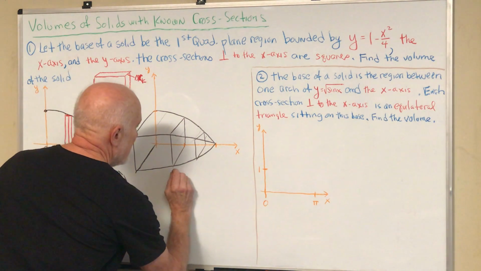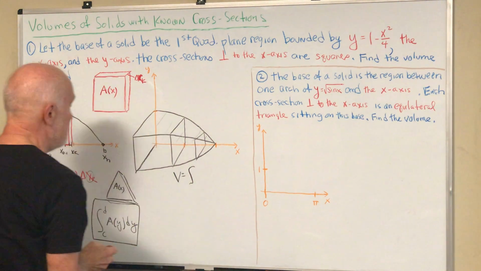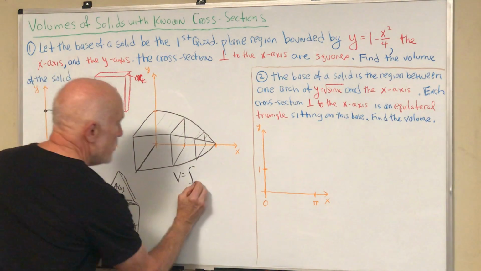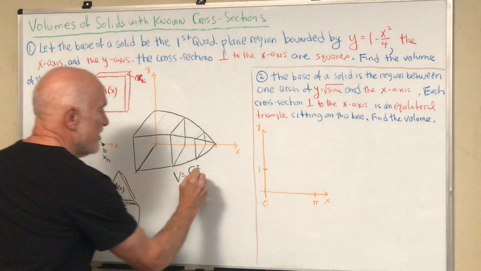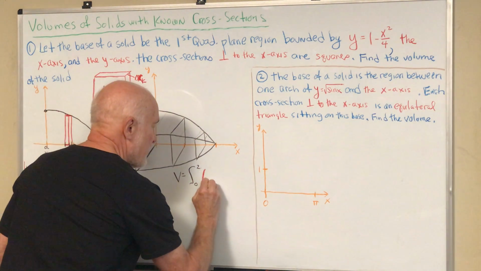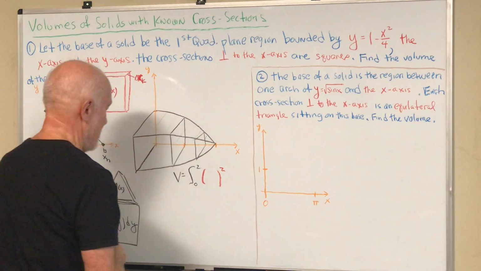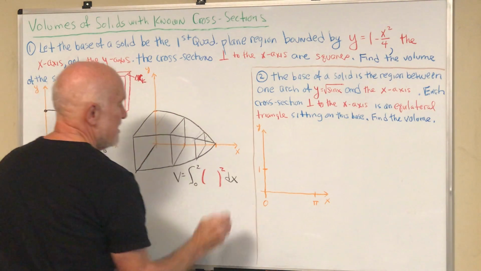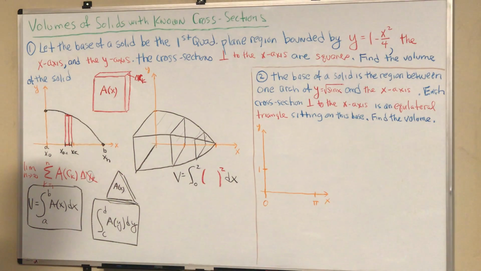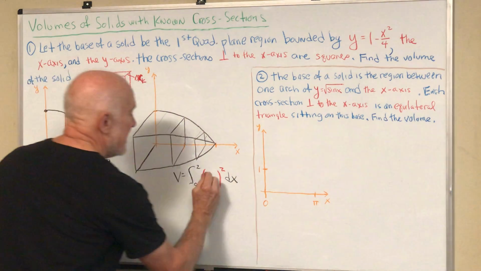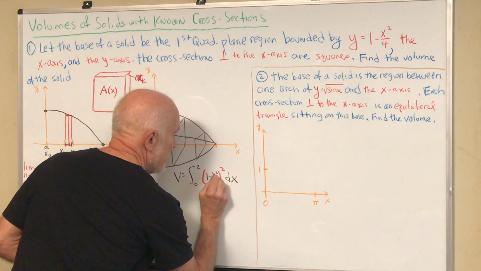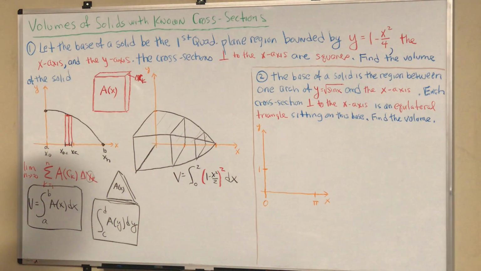We're going to go, the volume is the integral from a to b. In this case, it's 0 to 2. And A of x, since this is a square, the formula for a square is the side squared. So all we have to do is figure out what the side is going to be. Well, the side is just this distance right here. And it's the y value on this curve, so it's just 1 minus x squared over 2. And we've got our setup.